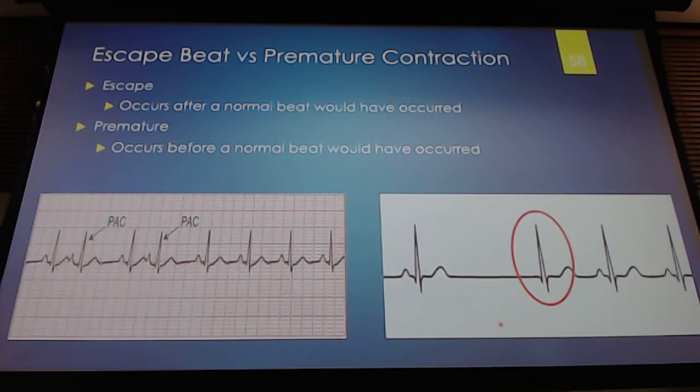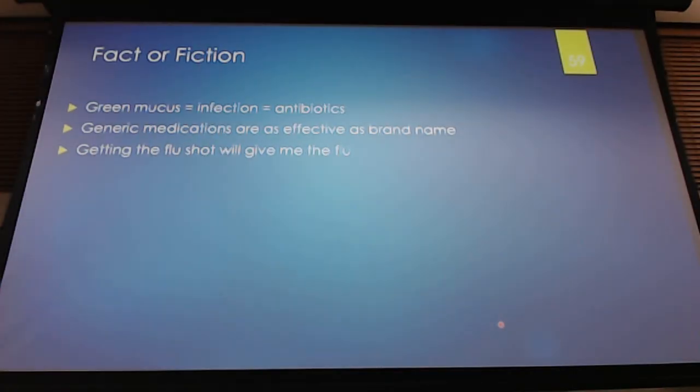So what is the difference between an escape beat and a premature beat? An escape beat is occurring later than we would expect. A premature beat is occurring earlier than what we expect. It could be atrial, it could be junctional, it could be ventricular. It's just later versus earlier. And you do need to know that, because I'll give you something like that. Just know, if you're marching things out and it's occurring later than it's supposed to, that's escape. If it's occurring earlier, then that is premature.